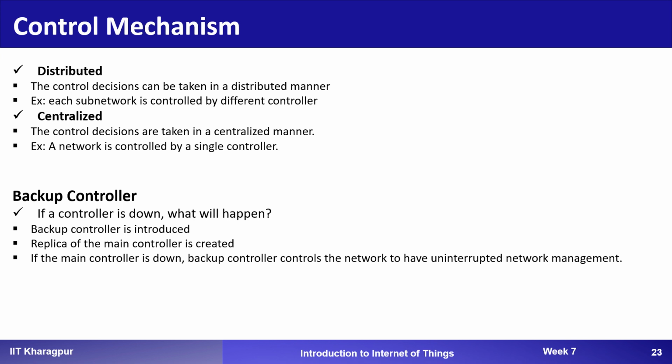Now the backup controller. If a controller is down, then what will happen, right? We need some other controller which is going to handle the requests of the switches, right? The controller which is going to handle the requests of the switches, if the main controller or the primary controller is down, that particular controller is called your backup controller. So backup controller is introduced in case the primary controller is down. Backup controller controls the network to have uninterrupted network management.